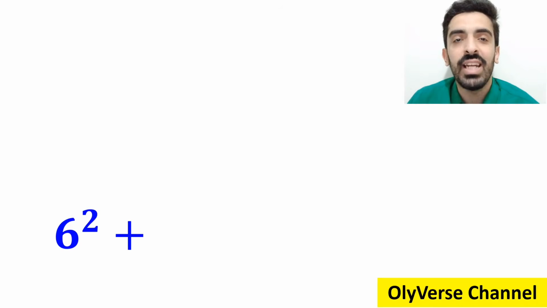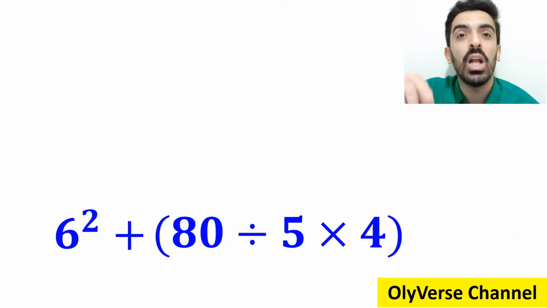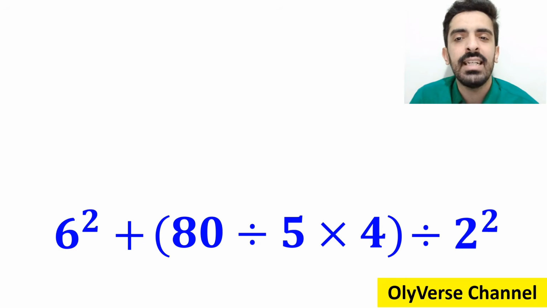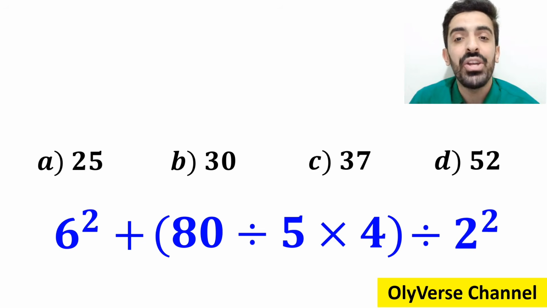What is the value of the expression 6 squared plus open parenthesis 80 divided by 5 times 4 close parenthesis, then divided by 2 squared? Which option do you think is the correct answer to this question?